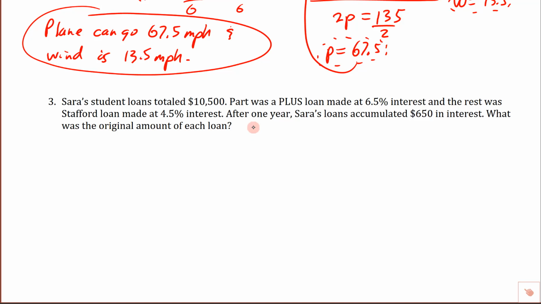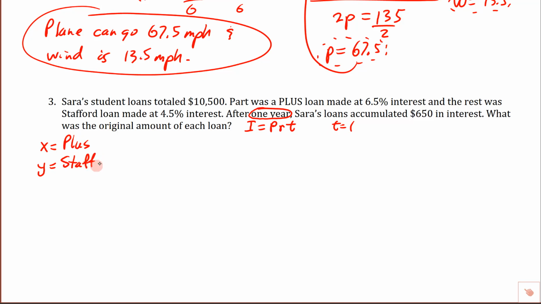Well, what we need to remember here is that interest, in this particular case, we're talking about simple interest. Interest is equal to the principal times the rate times the time. And there's a really important thing right here. It says the time is 1 year. So T equals 1. So it's just going to be the principal, the amount that she borrowed, times whatever the interest rate was for each one of these. So we need to come off to the side here and we need to declare some variables. So let's say X equals the plus loan and Y is equal to the Stafford loans.